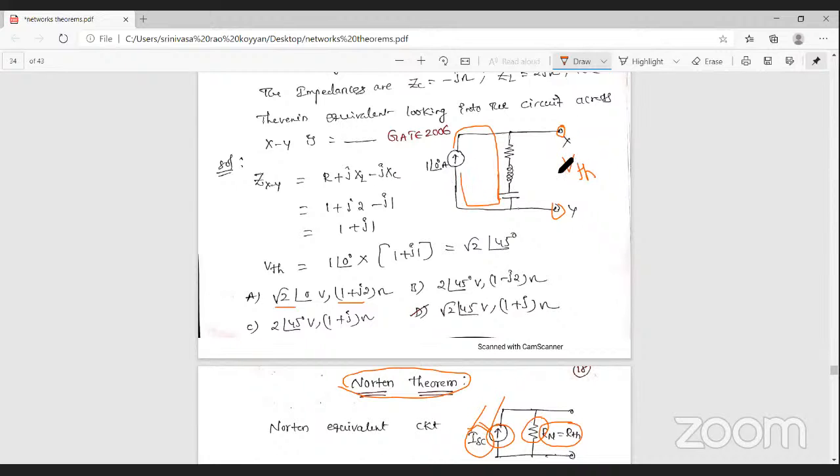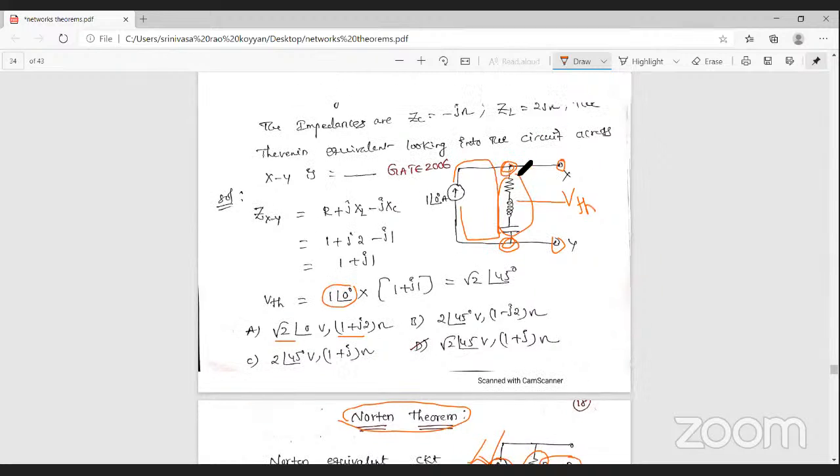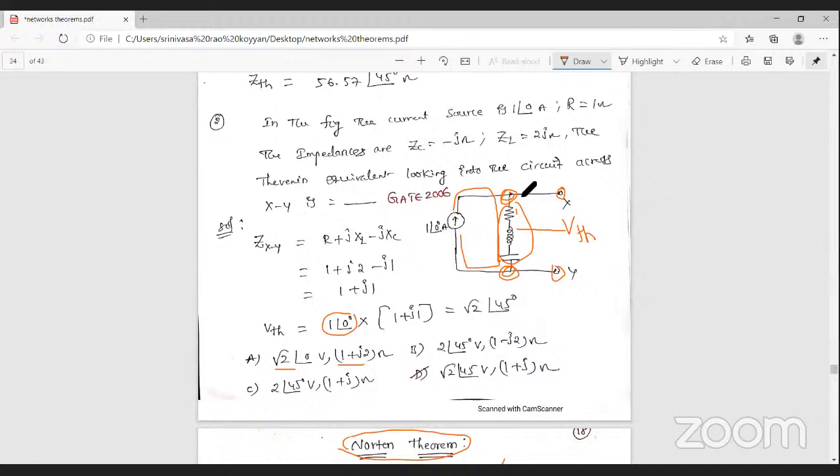So this voltage is equal, these two are parallel, that's why the voltage across this path. So the voltage at this terminal we call Thevenin's voltage. So for Thevenin's voltage we need 1 at an angle 0 times this impedance value. So 1 at an angle 0 times what is the impedance here? Resistance value is 1 ohm, ZL value is j2, and ZC value is minus j1.